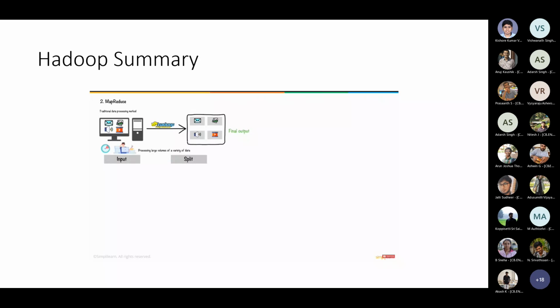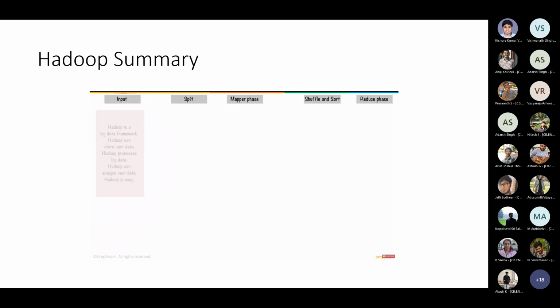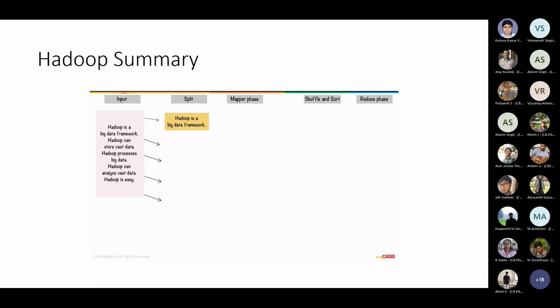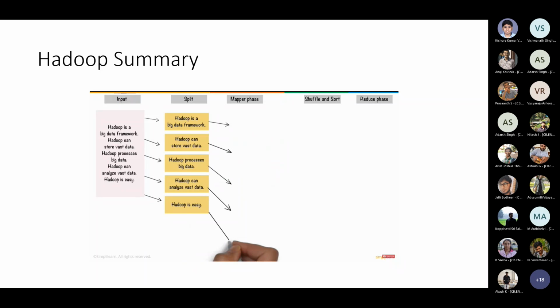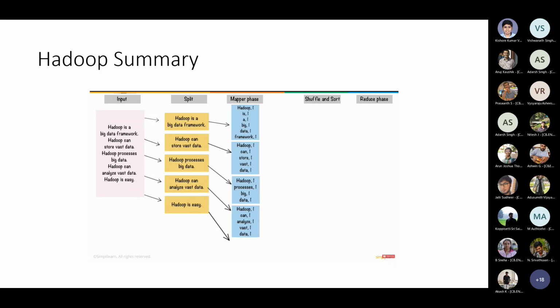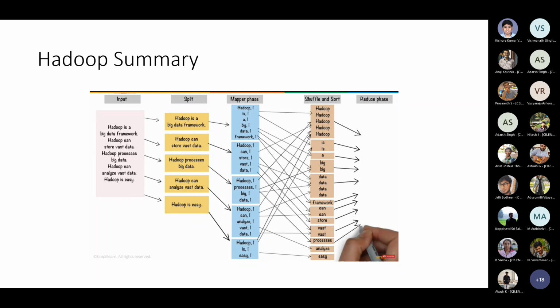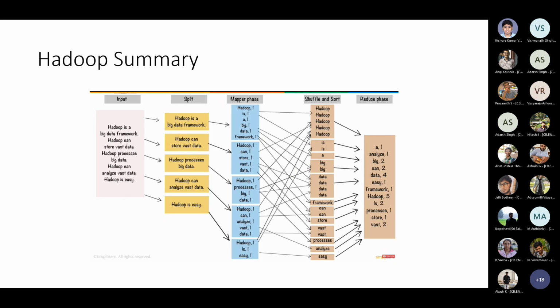Let's try to count the number of occurrences of words taking this example. First, the input is split into 5 separate parts based on full stops. The next step is the mapper phase, where the occurrence of each word is counted and allocated a number. After that, depending on the words, similar words are shuffled, sorted, and grouped. Following which, in the reducer phase, all the grouped words are given a count. Finally, the output is displayed by aggregating the results.